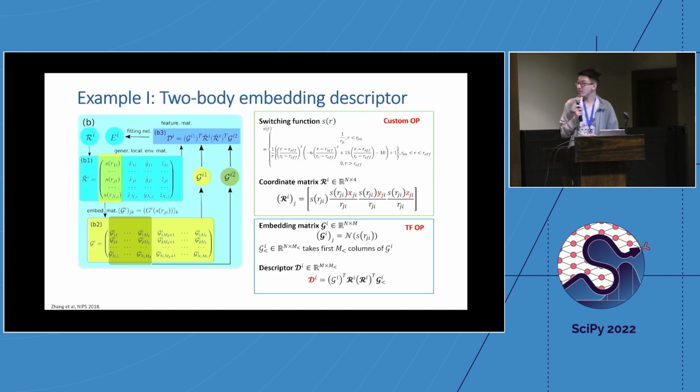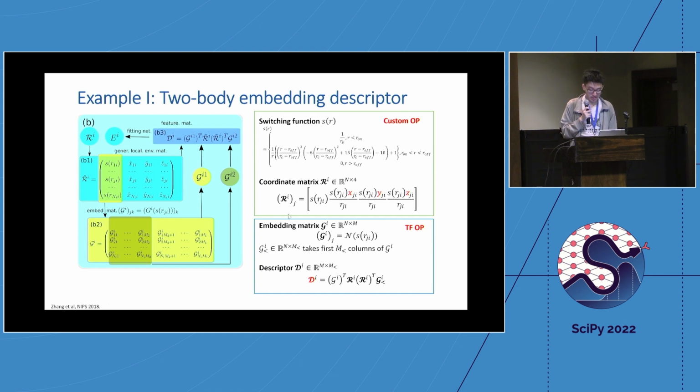Here I take an example: the two-body embedded descriptor in DeePMD-kit. It generates the coordinate matrices from the atomic coordinates and atom types. And this is implemented by custom operators because TensorFlow doesn't have such a thing.